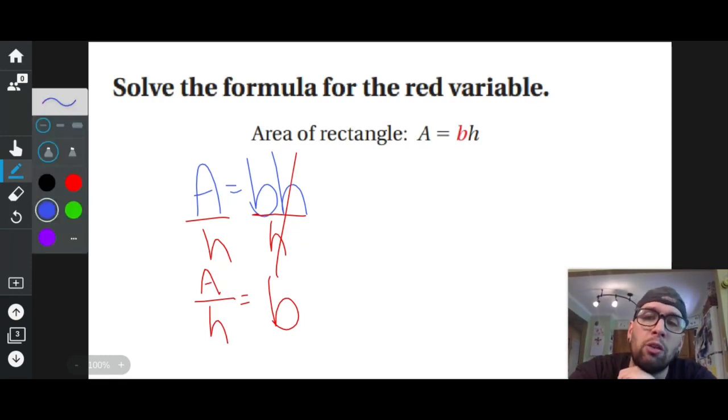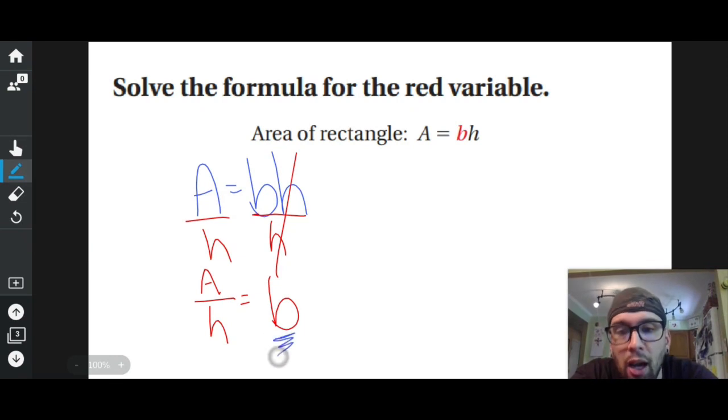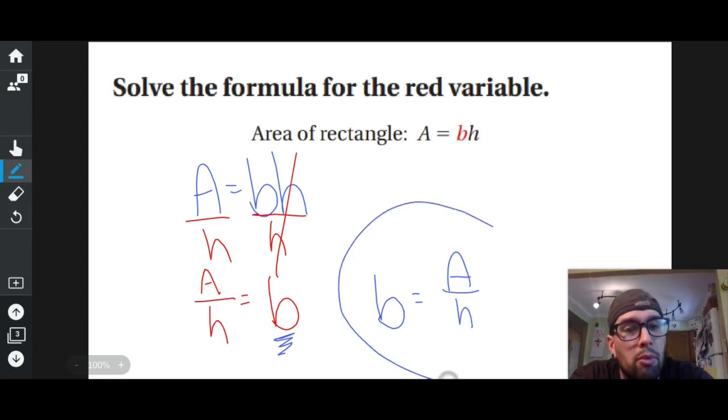And you're going to have some teachers, me being one of them, who does not like your final answer to have the variable on the right side, and they might ask you to switch the variable to the left side. And I'm going to do that right now. B equals a over h. Now b is all by itself, and I'm done.